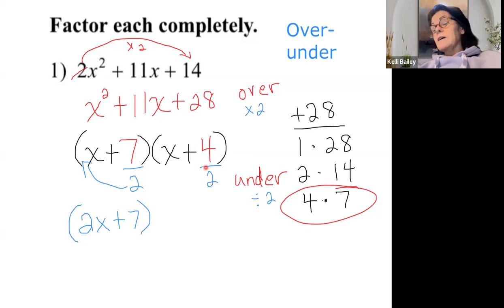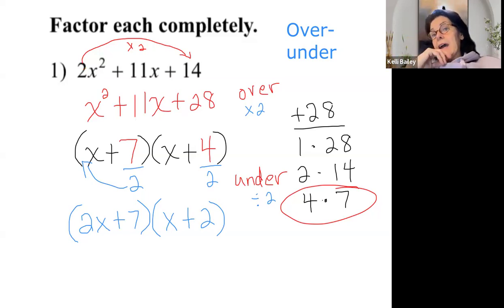Okay, now I'm going to check out 4 over 2. Well, guess what? 4 divided by 2 is actually 2. So I get to write that one as x plus 2. And now I'm done.